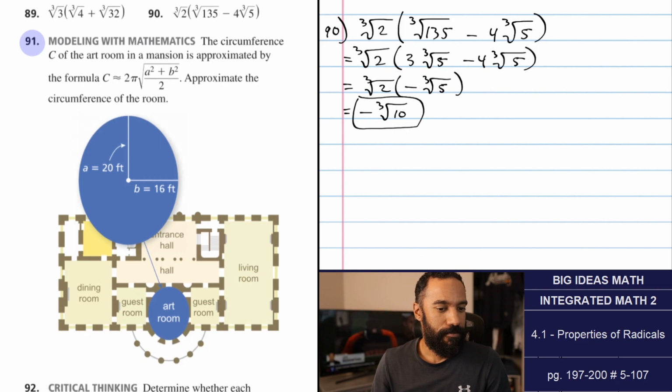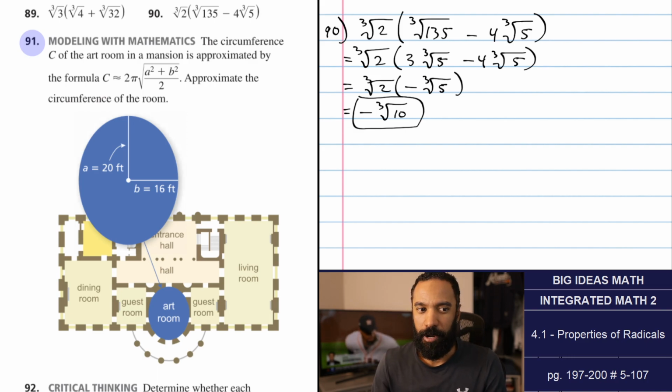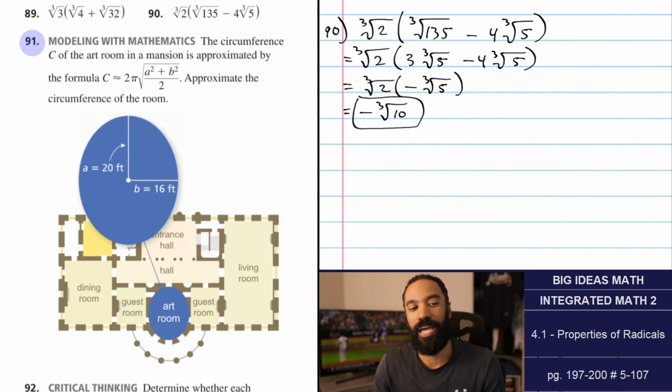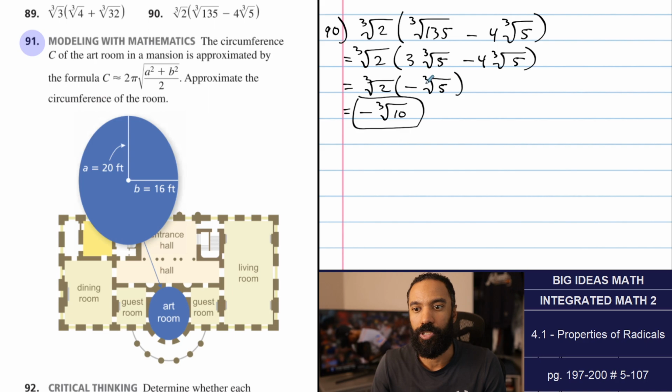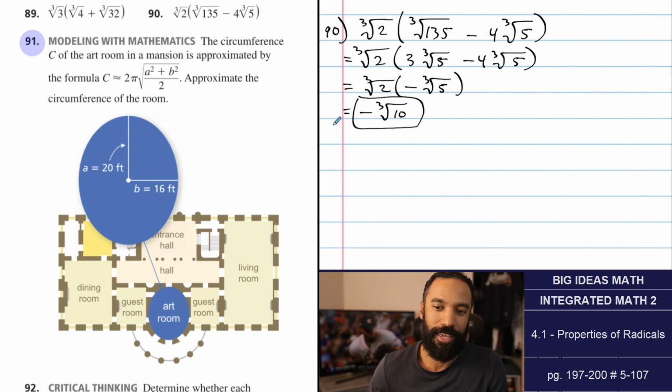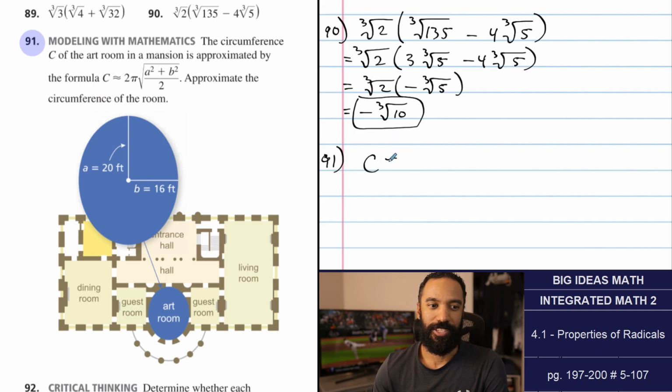Number 91. Ooh, the circumference C of the art room in a mansion is approximated by this formula. Okay. 2 pi. It's kind of like an ellipse thing. Approximate the circumference of the room. All right, we just got to substitute. I like how the word problems have a lot to say. Plug some numbers in. Okay, so C is about 2 pi times.